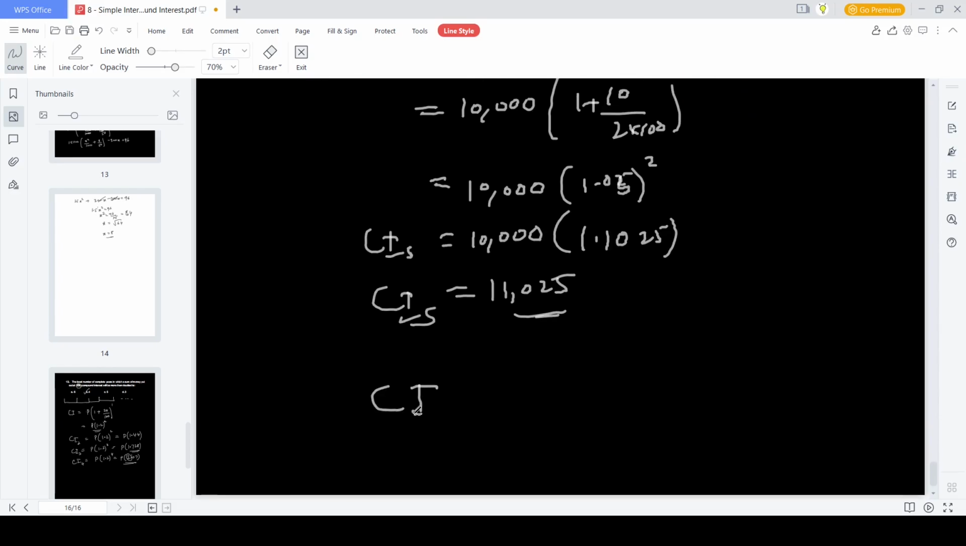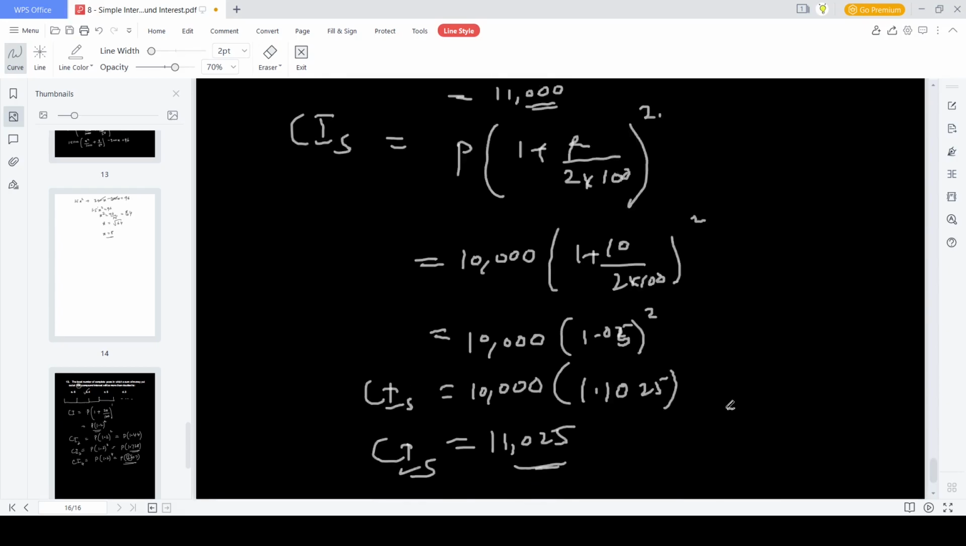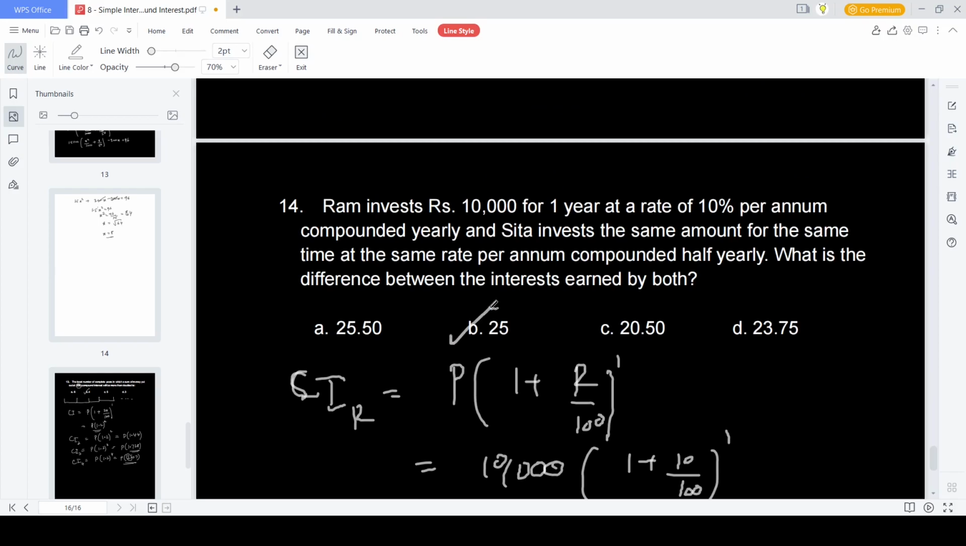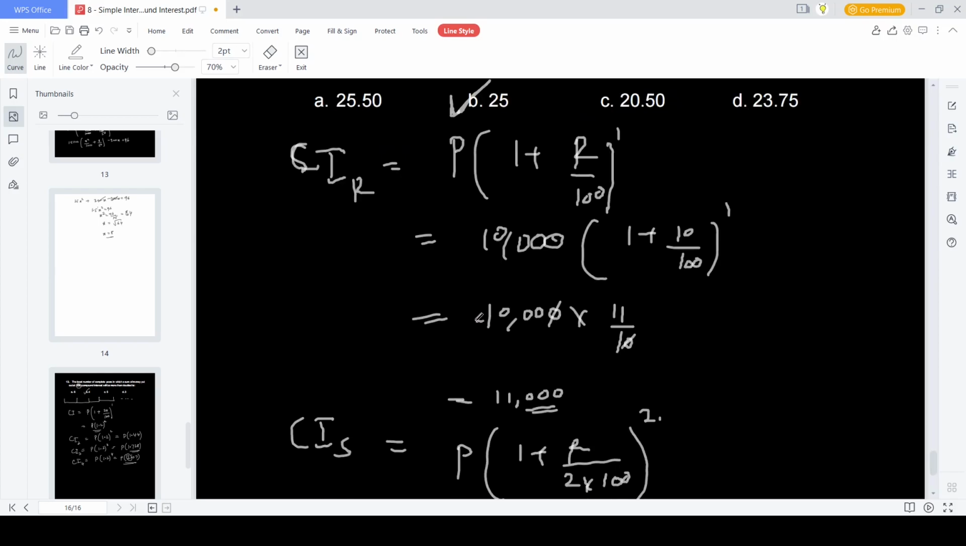So CI of Sita minus CI of Ram, because obviously Sita has more. It is nothing but 11,025 minus 11,000. So this is 25 rupees. So the difference in interest is just 25 rupees.